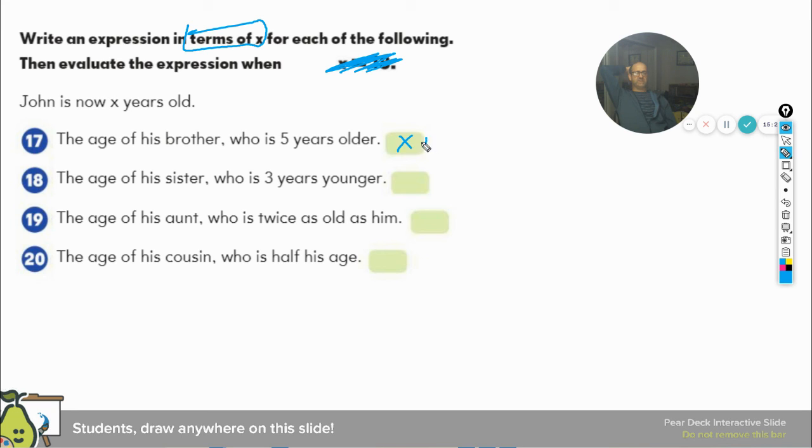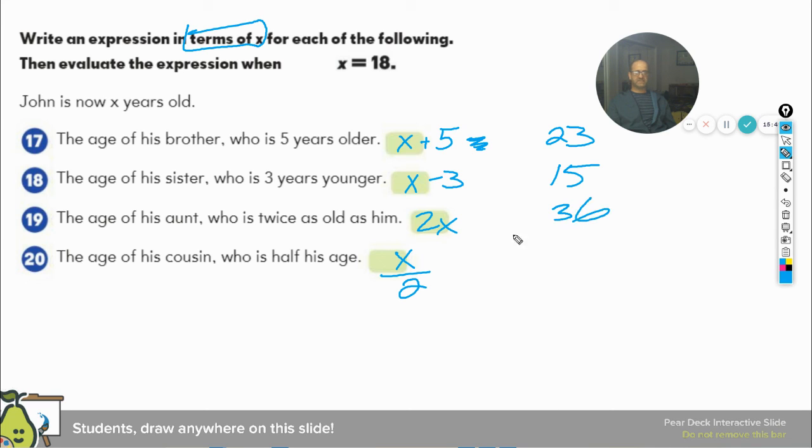So brother is X plus 5. Sister is X minus 3. His aunt is 2X. And his cousin is X over 2. Now anywhere there's an X, punch in 18. Okay, so if X equals 18, his brother is 23. If X equals 18, his sister is 15. If X is 18, his aunt is 36. And his cousin, if X is 18, X divided by 2 is 9.